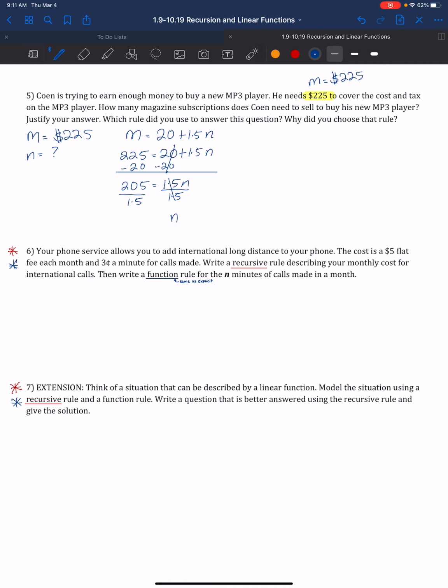So n is equal to 136.6 repeating, okay? And whenever you have a fraction of a subscription, you have to round it, right? So we're going to round up on this value. So n must equal 137 subscriptions.